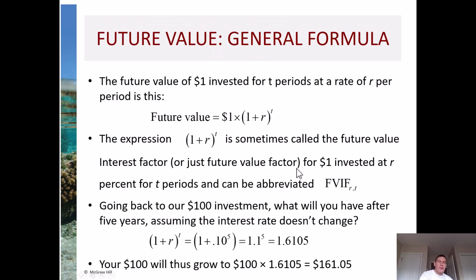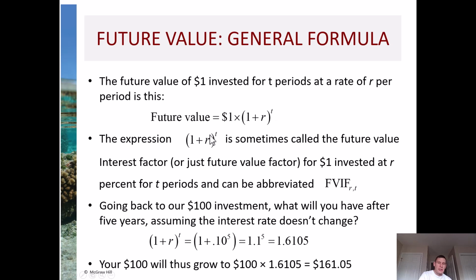The general formula for future value is this. We can also use Excel for this, or financial calculators. There are many different ways to do this. The future value of a dollar invested for T, think of T as time, periods at a rate of R per period is as follows. Future value equals the dollar times 1 plus R to the power of T.